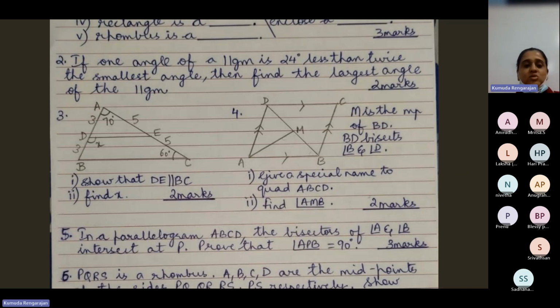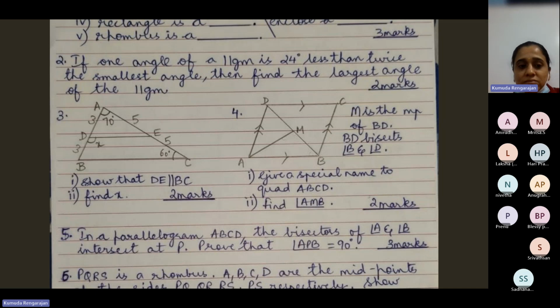AB is 6 units, AC is 10 units. D is the midpoint of AB because AD is equal to DB, 3 units. And E is the midpoint of AC because AE is equal to EC, 5 units. So in triangle ABC, D is the midpoint of AB, E is the midpoint of AC.